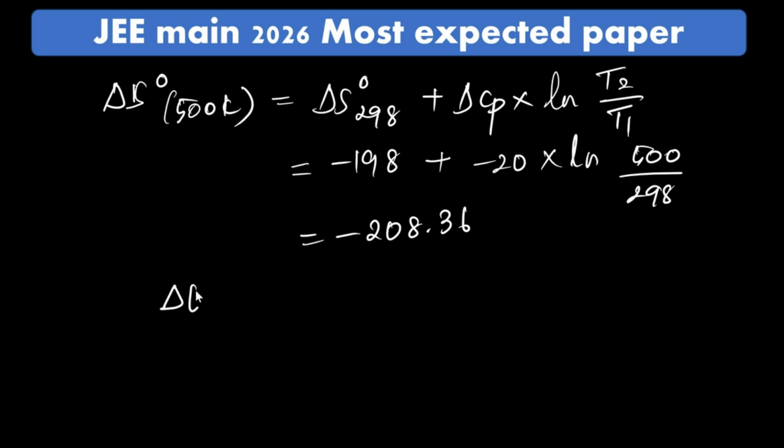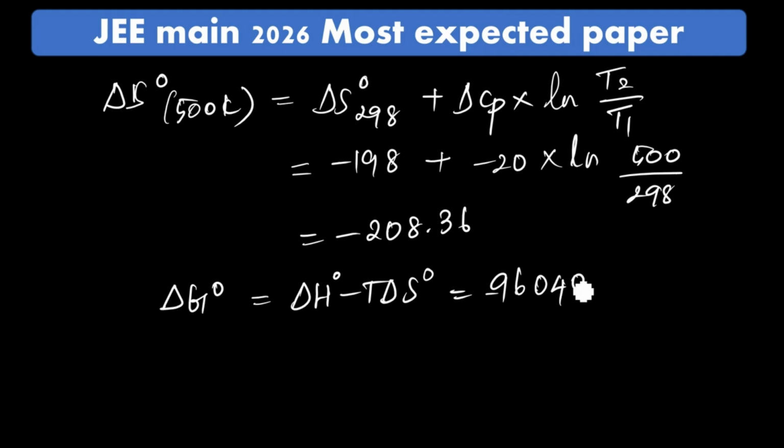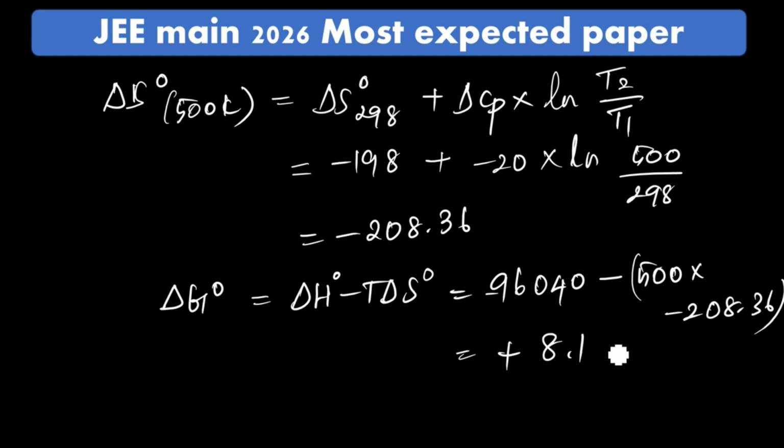Now finally we can find out the delta G naught value, that is delta H minus T delta S, right? Now we can substitute all those values. The first one I got as 96,404 minus 500 into minus 208.36. So I'll get plus 8.1 kilojoule.